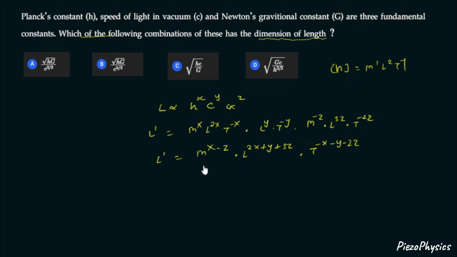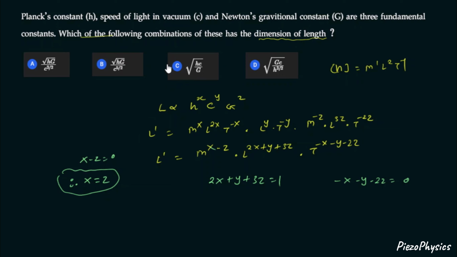So from here we have x minus z equals 0. Therefore x should be equal to z. 2x plus y plus 3z equals 1. And here we have minus x minus y minus 2z equals, again, 0. So from here we can see that the power of x and z should be 1. So from this we can eliminate these two options, C, in which h has power 1 and g has power minus 1, which is under the root, and this will also be incorrect, right?